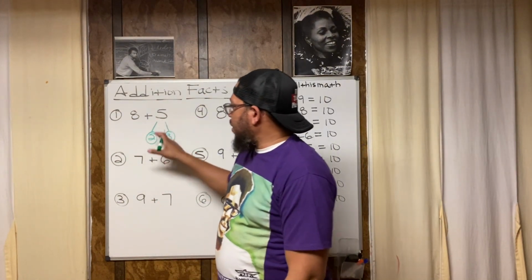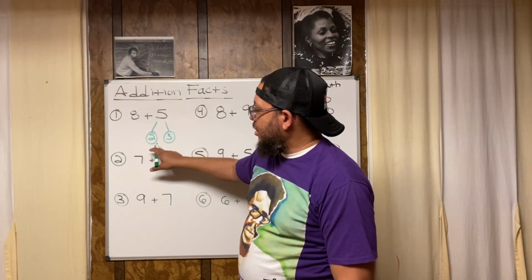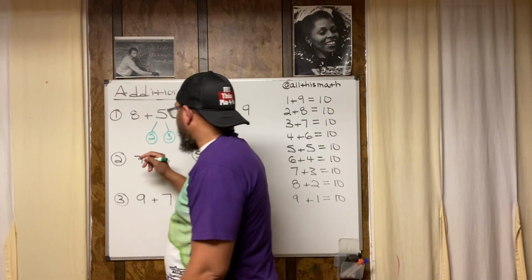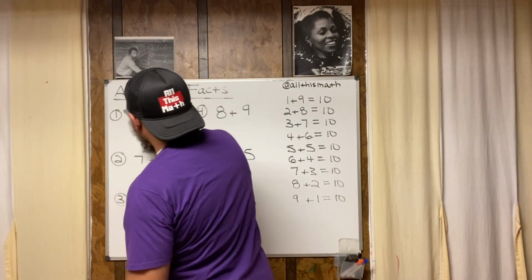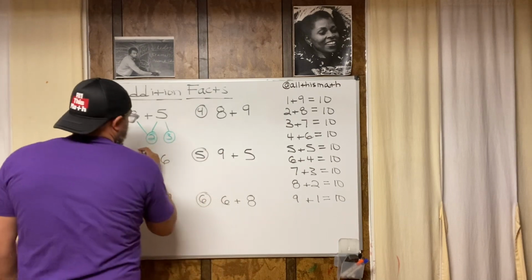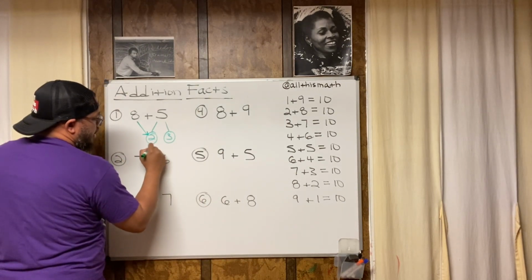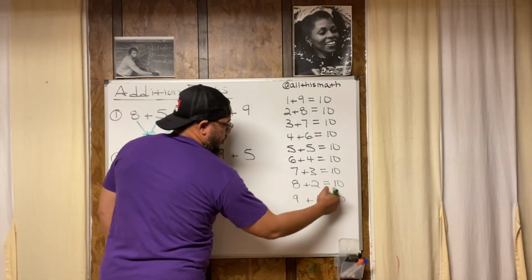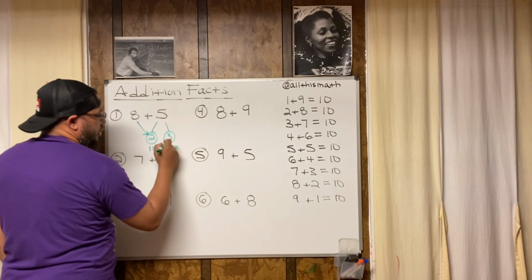So why do I break 5 into 2 and 3? Because then I can do 8 plus 2 and get 10. And then I just got to do 10 plus 3. So if I do 8 and 2, I put the 8 and 2 together, right? Actually, I shouldn't have done that really, but 8 and 2 is going to give me 10 because 8 plus 2 is 10. And then I add that to that 3 that's left over.